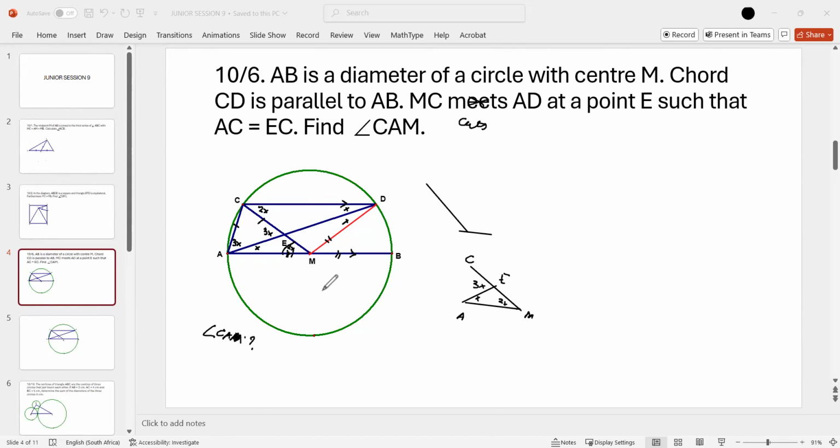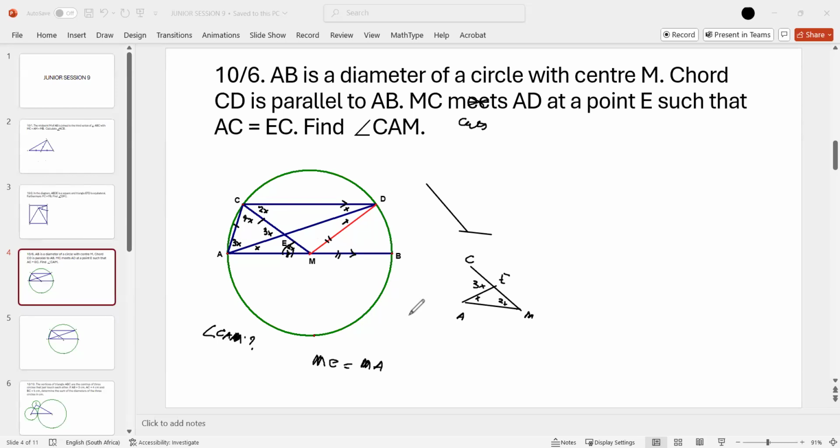Now, there is another isosceles triangle here which is not easy to see, and that is MC equals MA also, because these are radii. MC equals MA. So you've got another isosceles triangle, namely MAC. And one of the angles is 4x, because there's 3x plus x. So the angle opposite MC is 4x. Therefore, since MC equals MA, this angle will also be 4x.